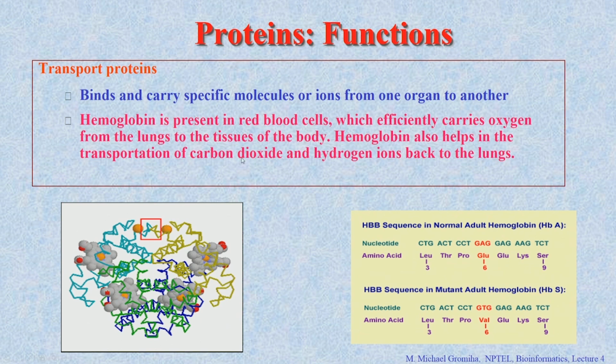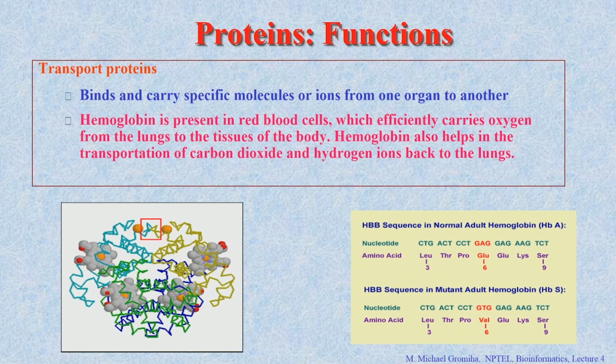Hemoglobin, right? So here hemoglobin is present in red blood cells, which efficiently carries oxygen from the lungs to the tissues of the body. Then hemoglobin also helps in the transportation of carbon dioxide and hydrogen ions back to the lungs. So this is the protein, right.